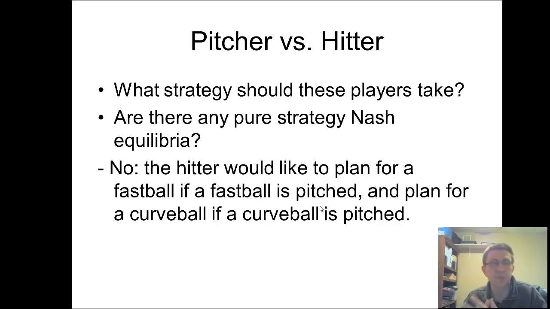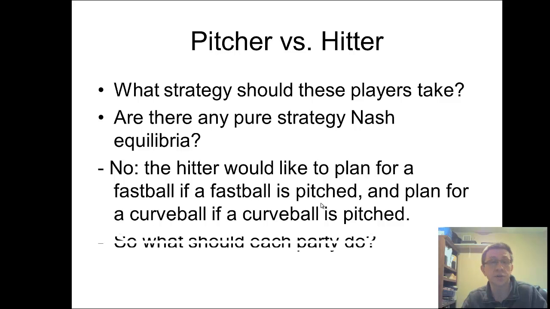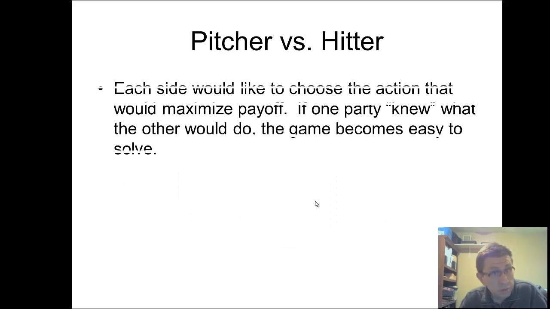Hitter wants to plan for a fastball if a fastball is pitched, plan for a curveball if a curveball is pitched. The pitcher wants the opposite. Right? The pitcher always wants to throw whatever pitch the hitter is not planning for. So what should each party do? This is where I think it takes some time for this to sink in, on exactly how it works.